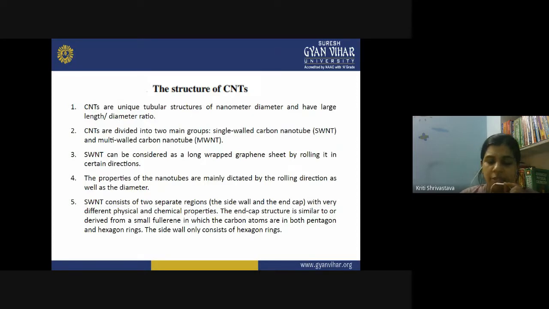In the structure of fullerenes, we saw that the fullerene is made up of different pentagons and hexagons of carbon, right? And the carbon pentagons are susceptible to different types of electrophilic reactions. Similarly, in carbon nanotubes, pentagonal rings are found at the tube end, and therefore the end of the carbon nanotube is much more reactive compared to its side wall, because the side wall only contains hexagon rings.